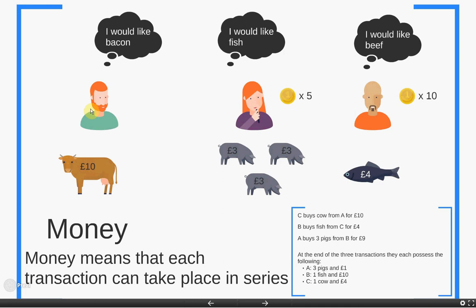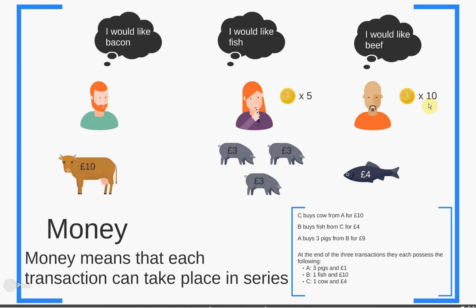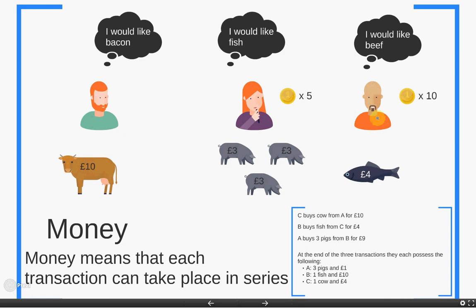So although there is no natural barter transaction between A and C, by introducing money into the system, the barter is between the £10 value cow and the £10 of cash. And because we've introduced this cash into the system, we can keep track of this transaction. Because after this transaction, A has the £10 and C has the cow. So the system is still fair.